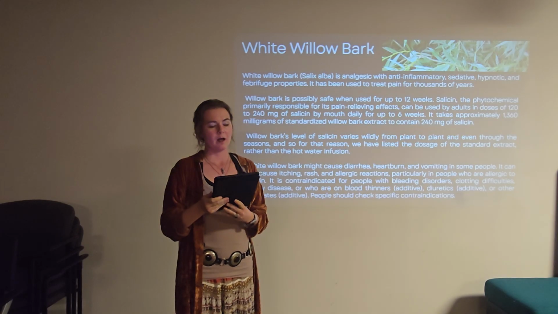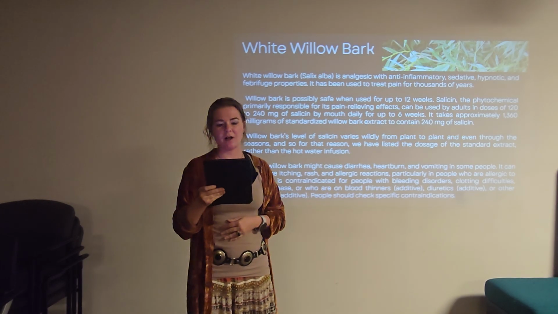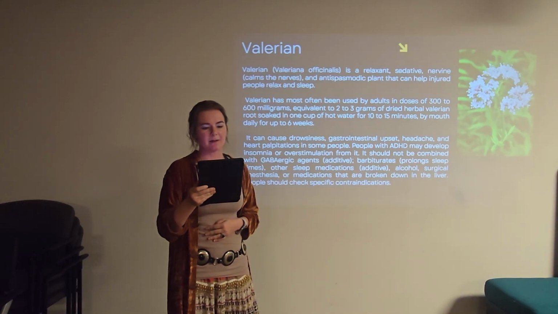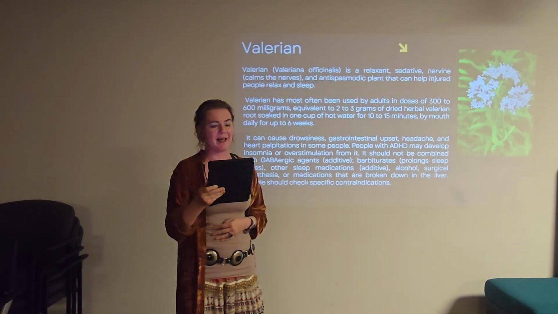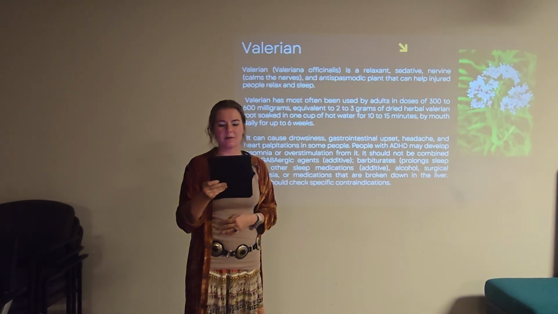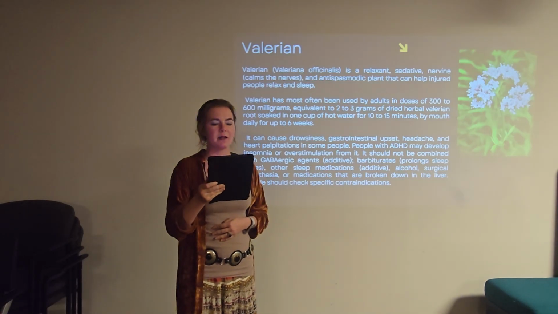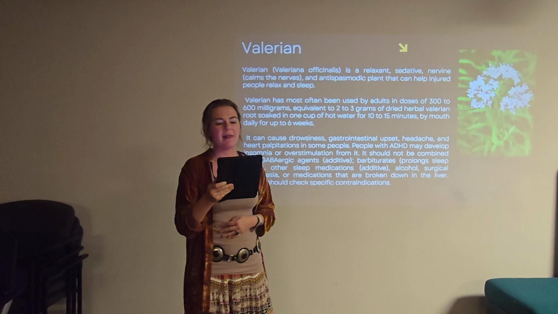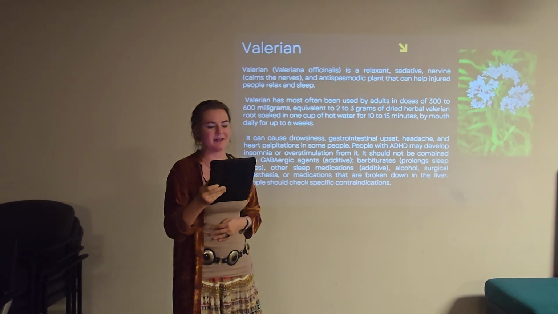Valerian, Valeriana officinalis, is a relaxant sedative nervine which calms the nerves and antispasmodic plant that can help injured people relax and sleep. Valerian has most often been used by adults in doses of 300 to 600 milligrams, the equivalent of 2 to 3 grams of dried herbal valerian root soaked in 1 cup of hot water for 10 to 15 minutes, and that can be taken by mouth daily for up to 6 weeks.